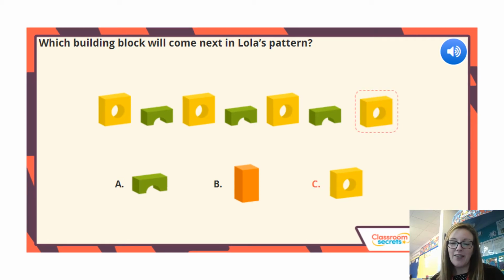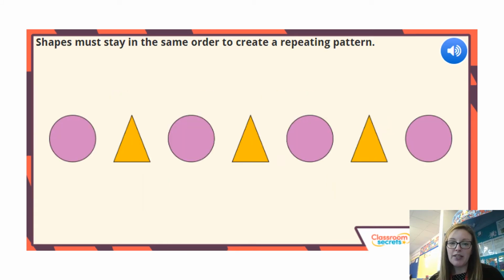Okay, so well done if you chose shape C, because that shape would be next. We can see it goes yellow and then green, yellow and then green, yellow and then green, and so after green would be the yellow shape, shape C. Well done. So that is called a repeating pattern. Shapes must stay in the same order to be a repeating pattern. So you can see here we have a pink circle and then an orange triangle, so it goes circle, triangle, circle, triangle, circle, triangle, circle. Each time the shapes are in the same order, and that creates something called a repeating pattern.